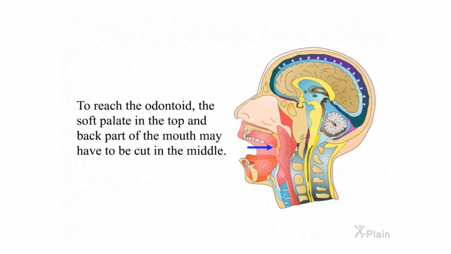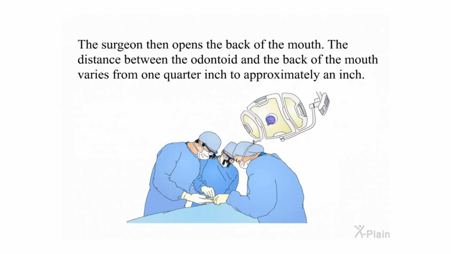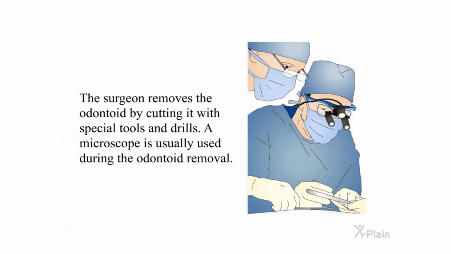To reach the odontoid, the soft palate in the top and back part of the mouth may have to be cut in the middle. The surgeon then opens the back of the mouth. The distance between the odontoid and the back of the mouth varies from 1/4 inch to approximately an inch. The surgeon removes the odontoid by cutting it with special tools and drills. A microscope is usually used during the odontoid removal.